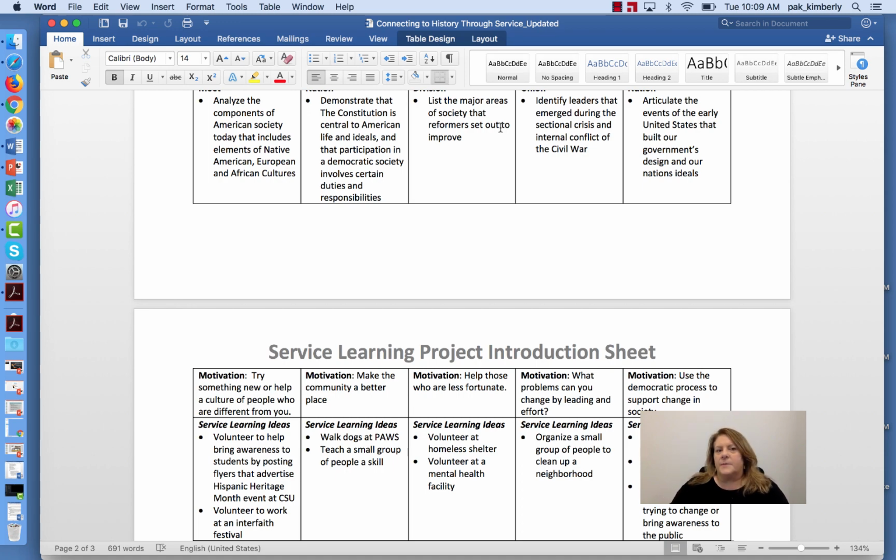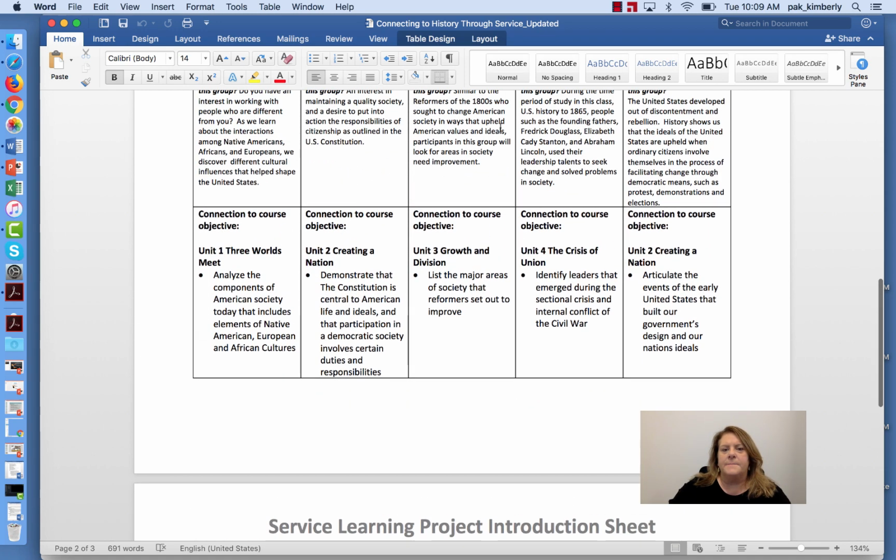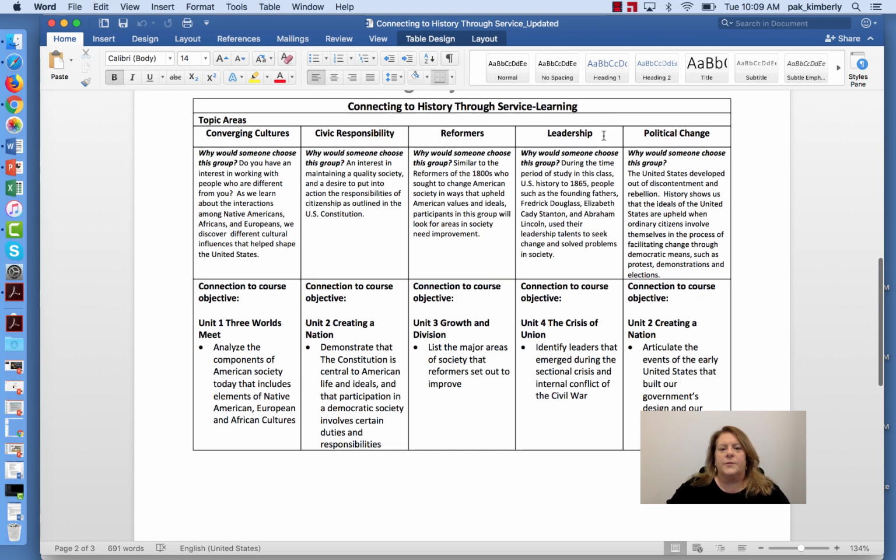Maybe you want to volunteer at a mental health facility. Okay, the next group right here is leadership. Do you see yourself as a leader? Maybe you can lead a small group of people to help clean up trash off the Chattahoochee River or something like that.